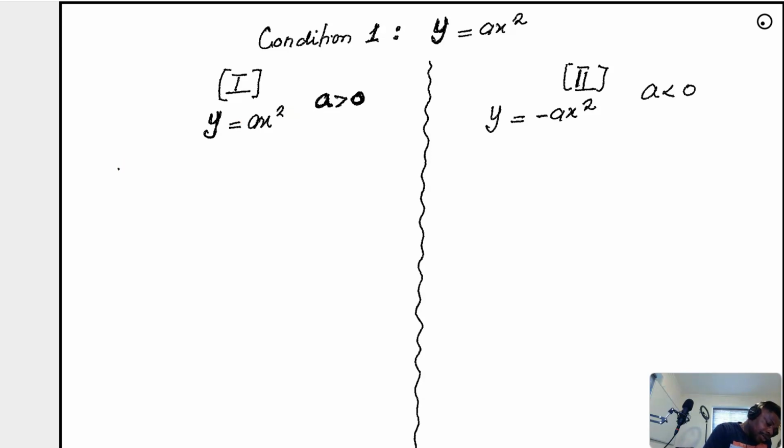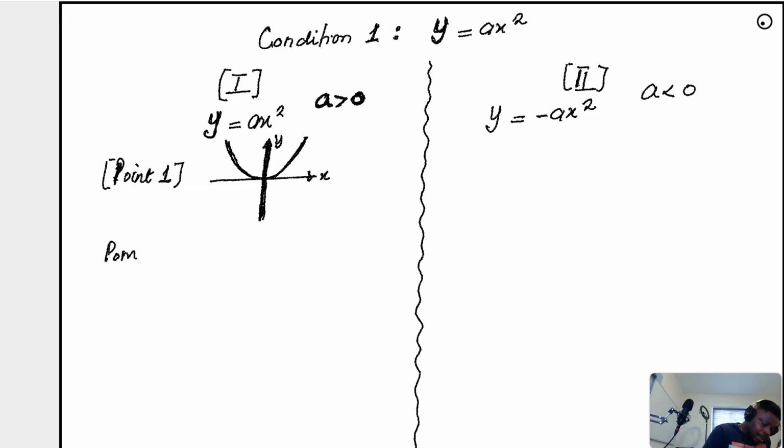So y is equal to ax squared. There are 3 points you need to know here. Point one is that a is greater than 0 for this function. That means your curve is symmetrical on the y-axis. Symmetrical simply means, you can see, it's cutting the curve into two, so it is symmetrical on the y-axis. That is the first point.